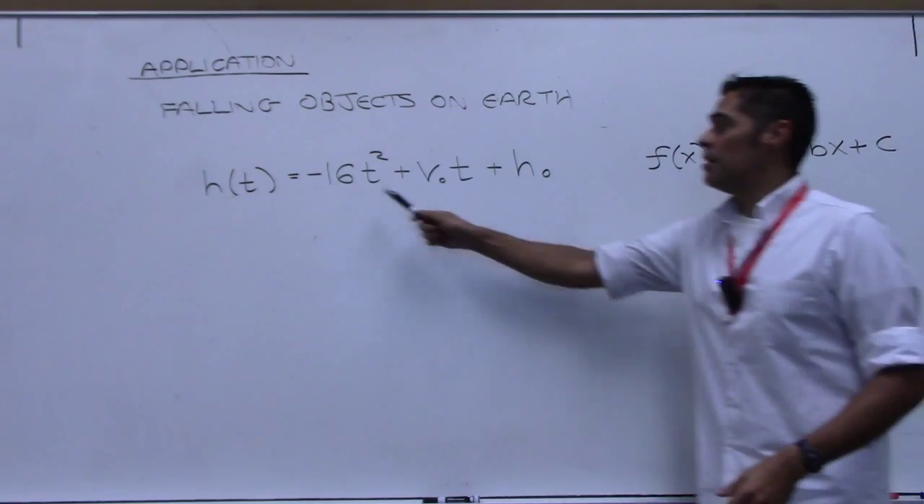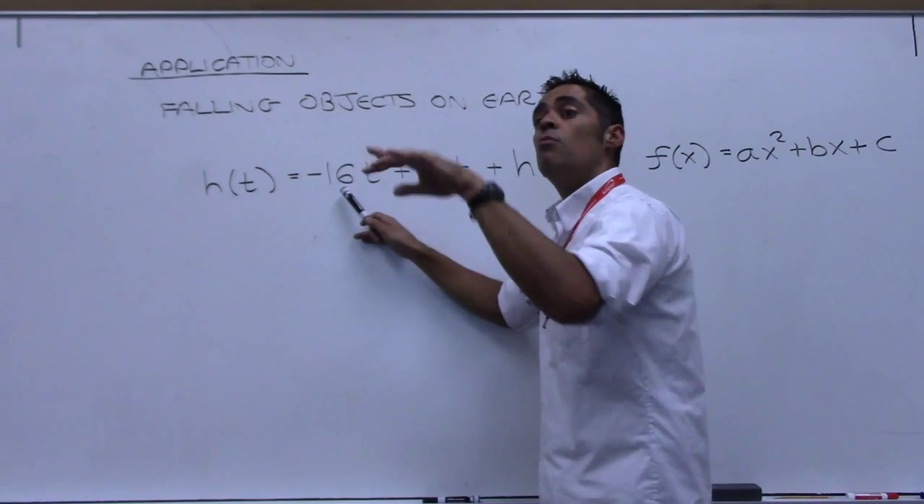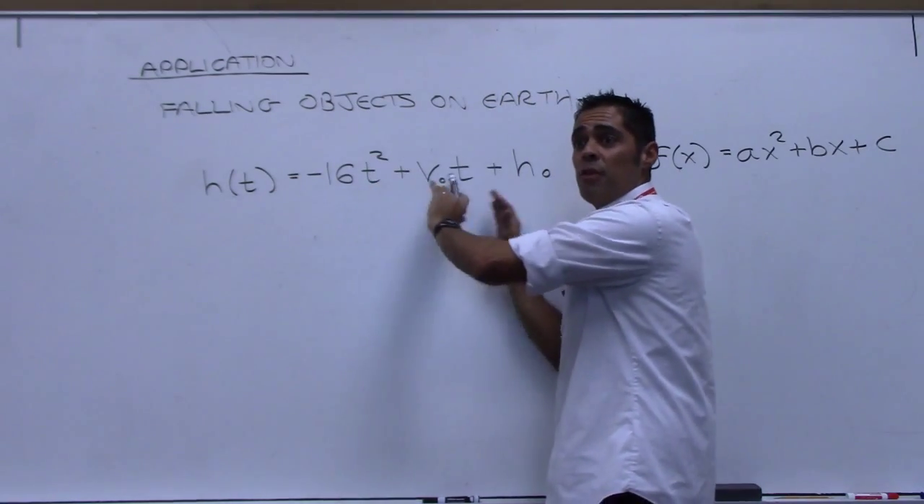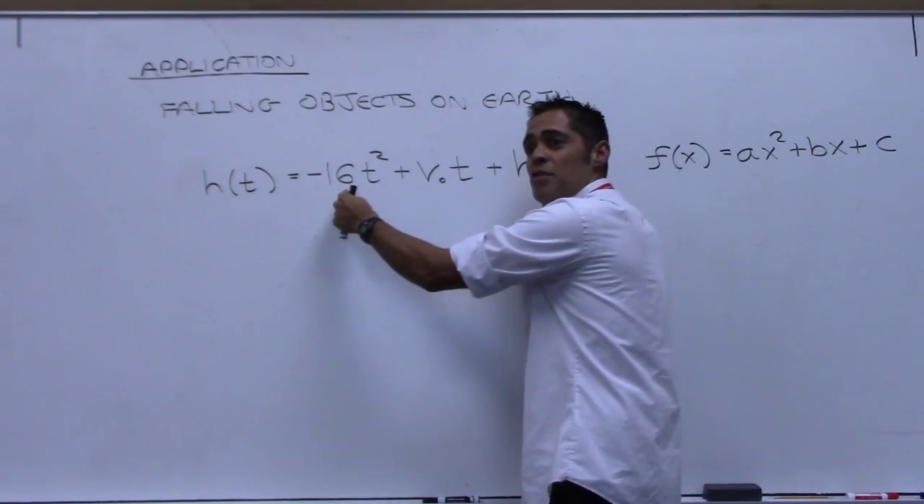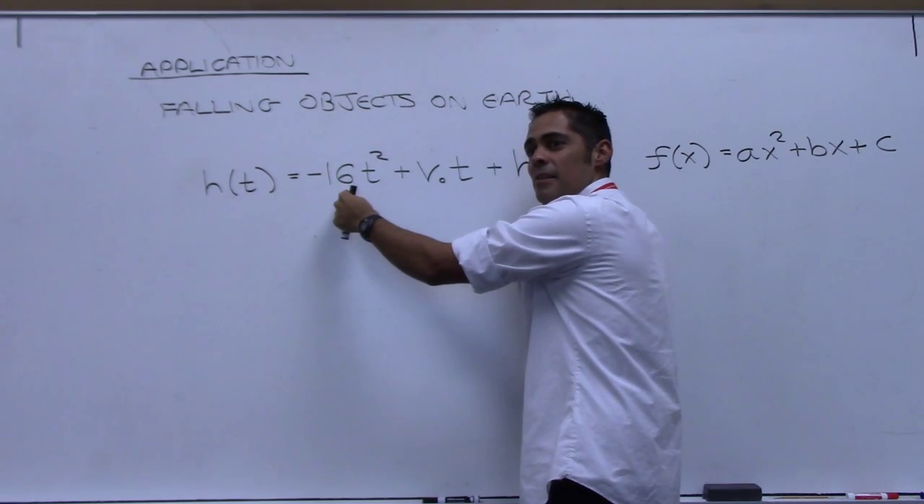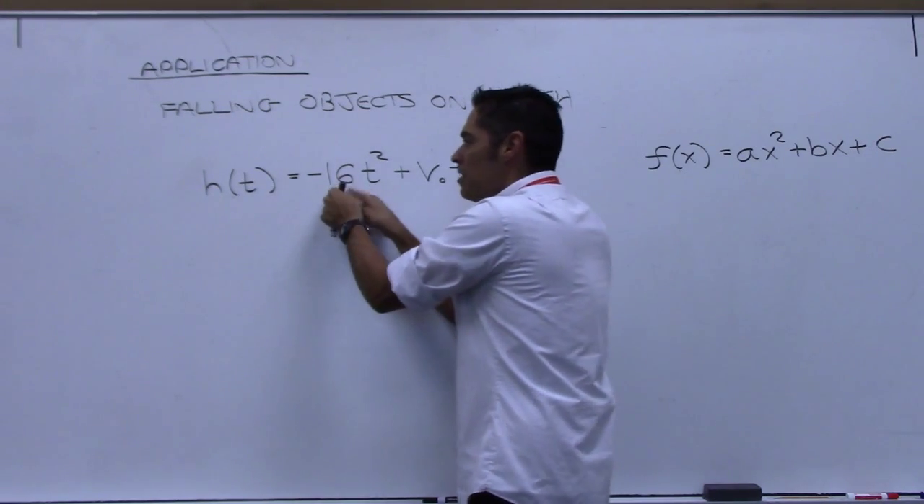But I'm saying that number is based upon gravity on the planet you're on. This formula actually works for any planet. That number will change if you're on a different planet.